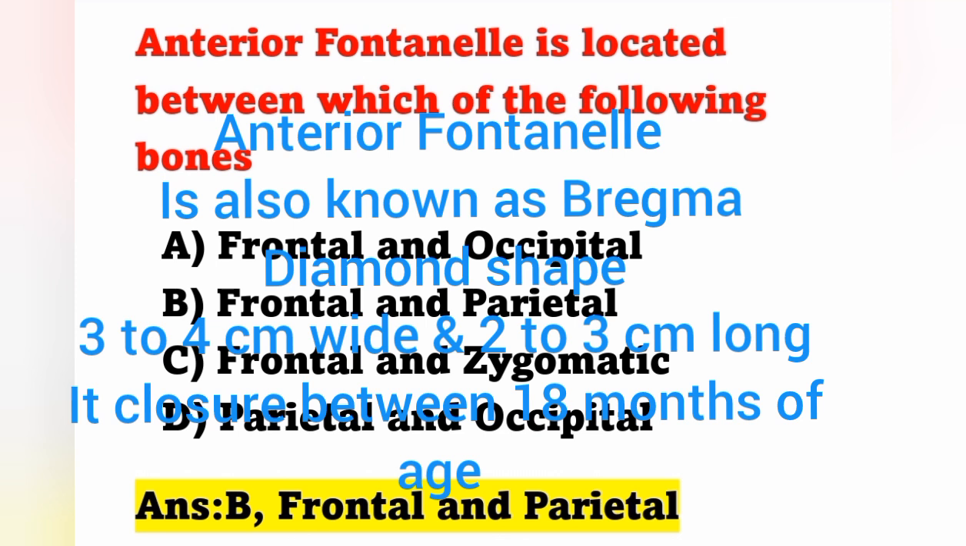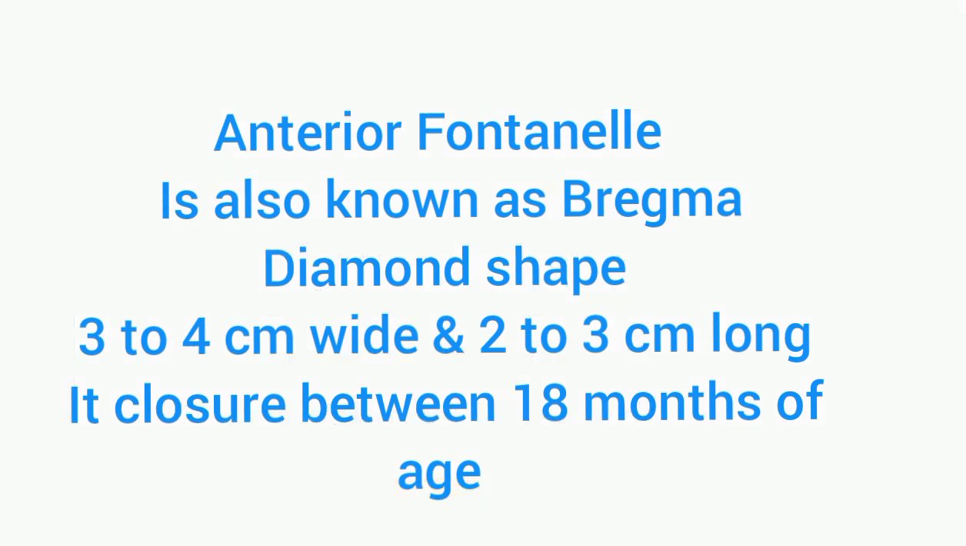The correct answer is frontal and parietal. It is located between the two frontal and two parietal bones. We can see the features of anterior and posterior fontanelle. First, the anterior fontanelle is also known as bregma. It is diamond shaped, its width is 3 to 4 centimeters and its length is 2 to 3 centimeters, and it closes by 18 months of age. Anterior fontanelle ossifies or closes by 18 months of age. These are the features of the anterior fontanelle.